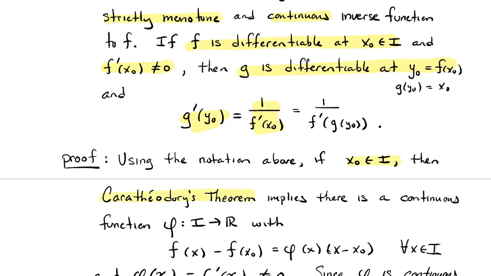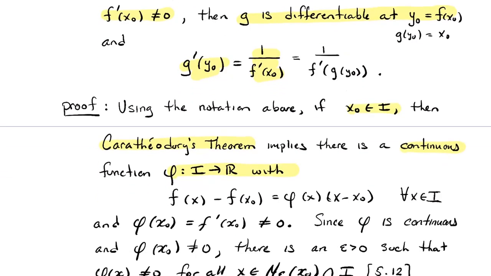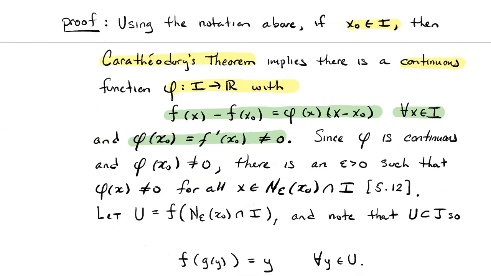Carathéodory says that there has to be some continuous function phi on the same interval that f is defined, and I'll use the same color as the Carathéodory lecture. Here's Carathéodory's equation, that for every x in the interval I, f and phi satisfy that equation. Phi is kind of the difference quotient, if you like, for the function f on this interval. And moreover, we know a little bit more. Phi's value at x naught is f prime of x naught, which in this theorem we're assuming is not zero. Okay, so that's using the differentiability of f. We get that Carathéodory condition.